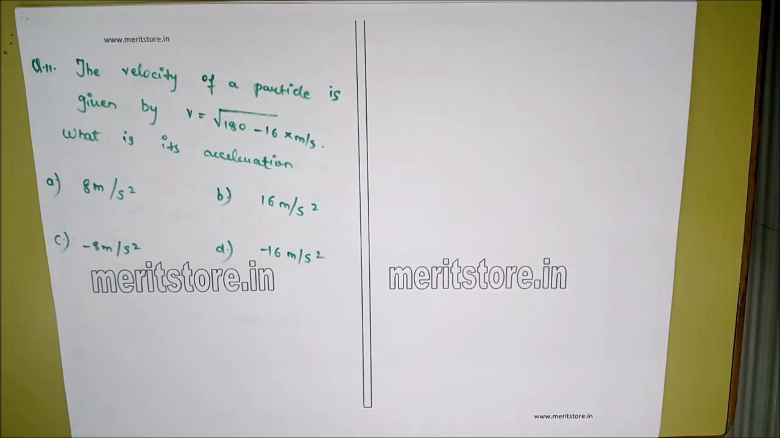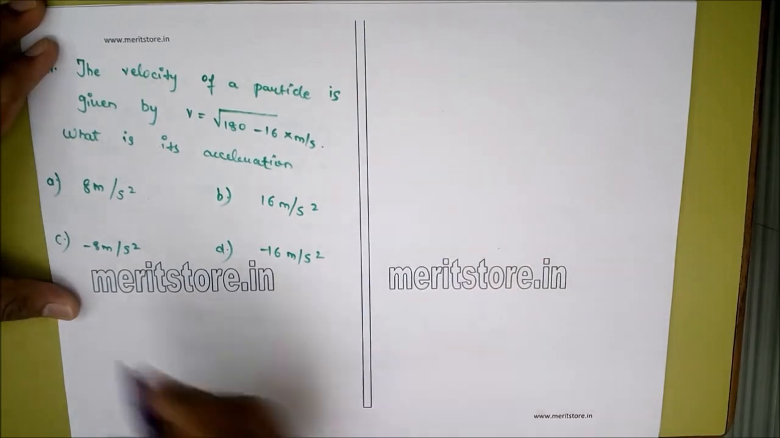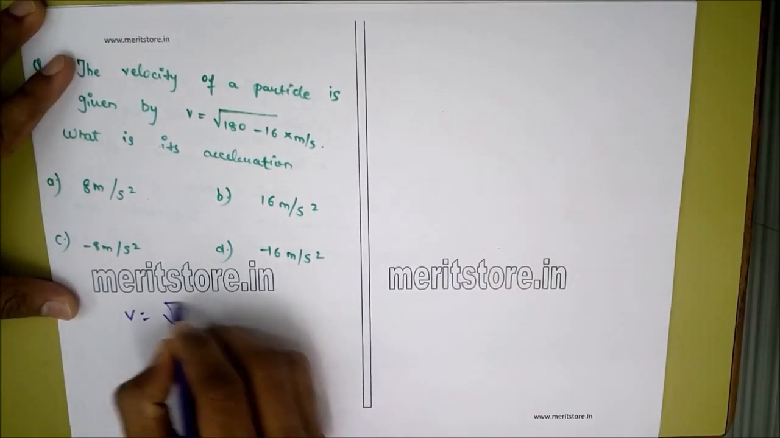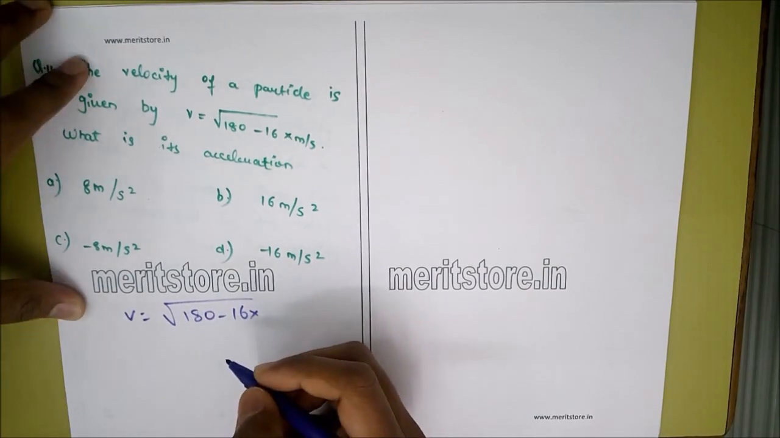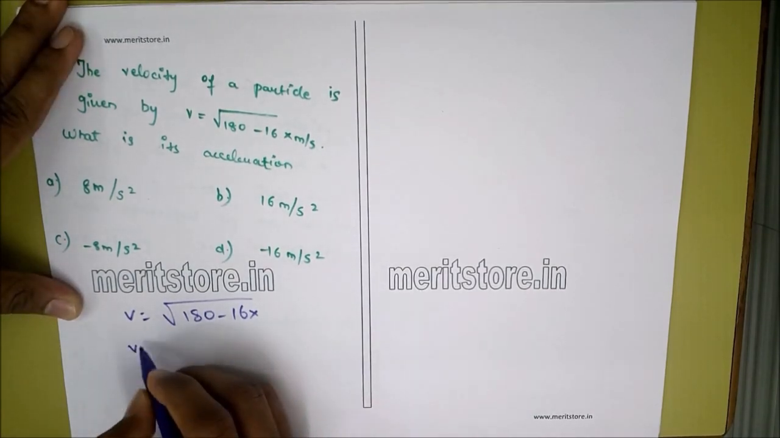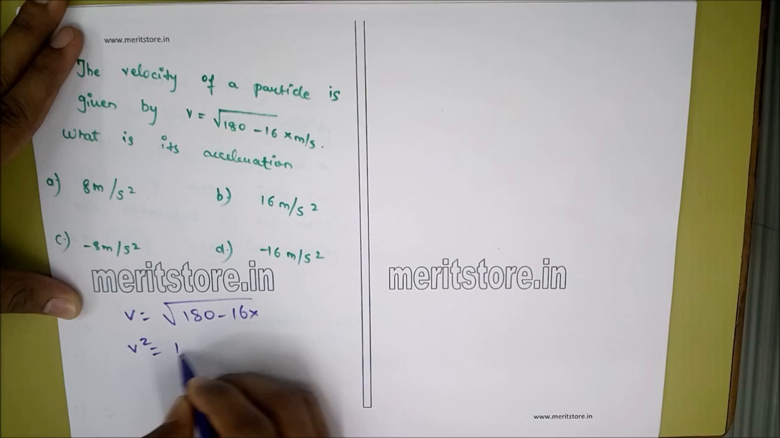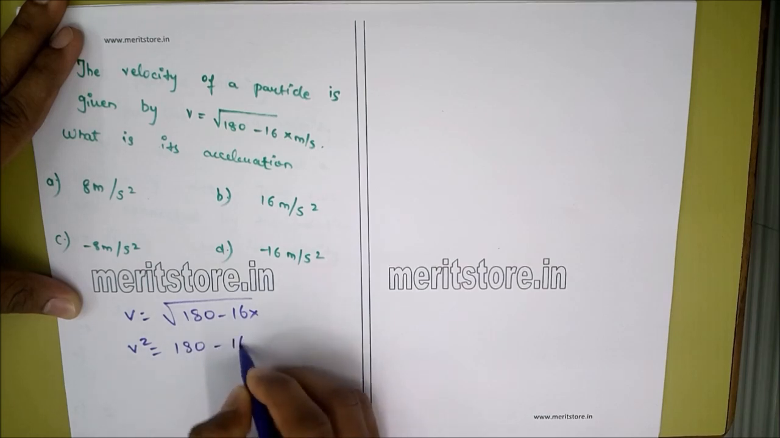The velocity of a particle is given by v equals root of 180 minus 16x meters per second. What is its acceleration? 8 meters per second square, 16 meters per second square, minus 8 meters per second square and minus 16 meters per second square. The velocity is given as under root of 180 minus 16x. Let us simplify this. v square equals 180 minus 16x.